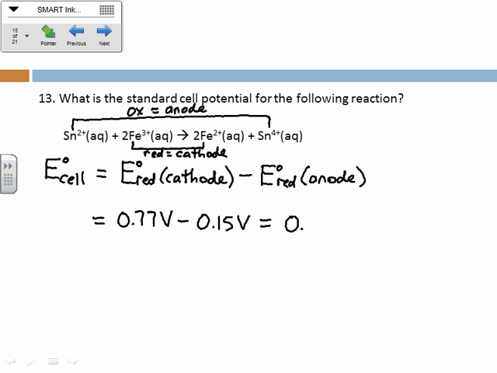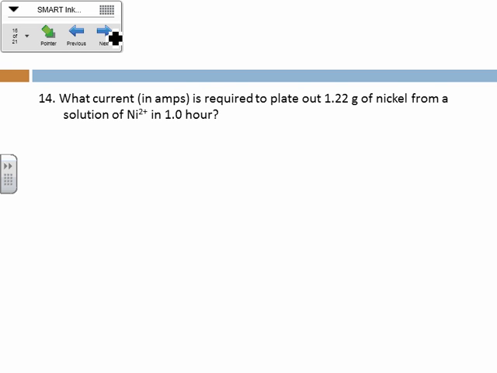I think I can do this one in my head. 0.62 volts should be my voltage for that particular reaction. That's the standard cell potential.